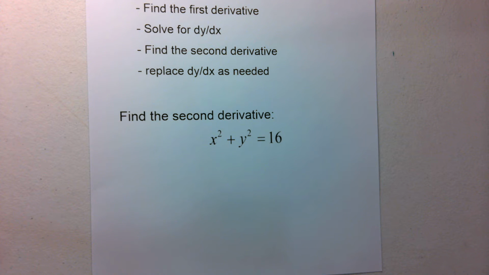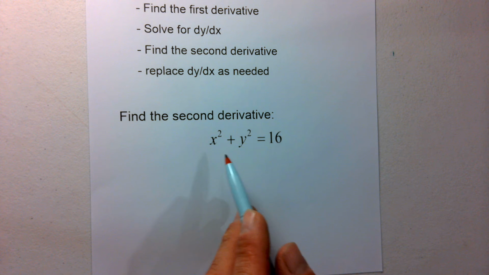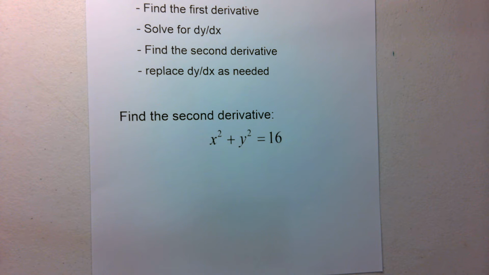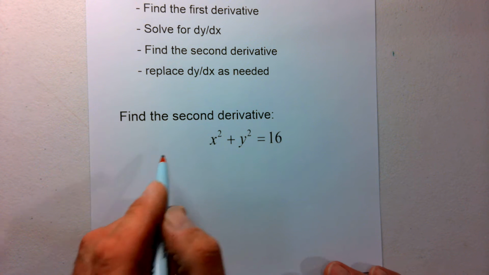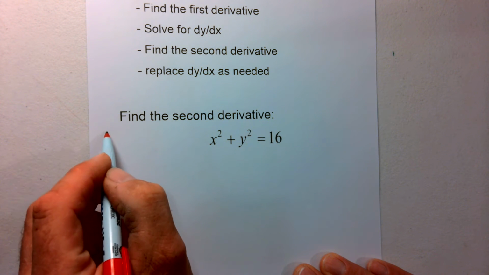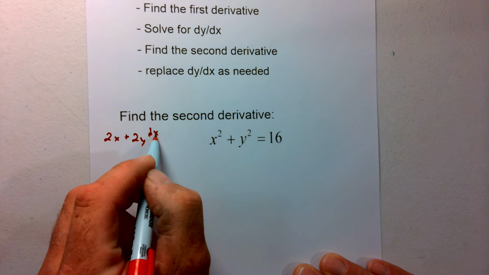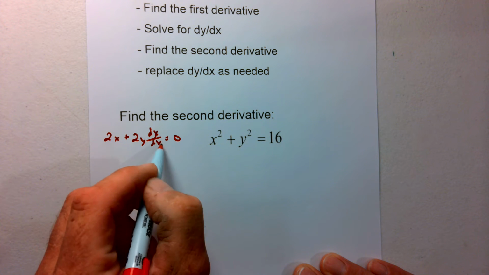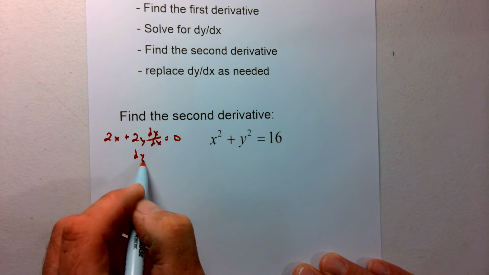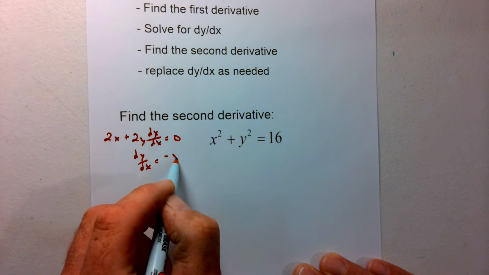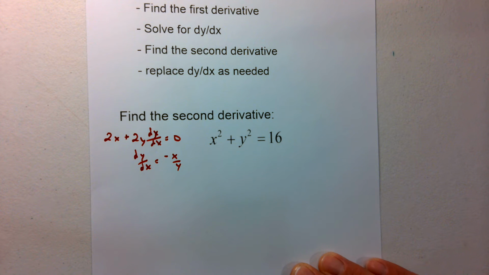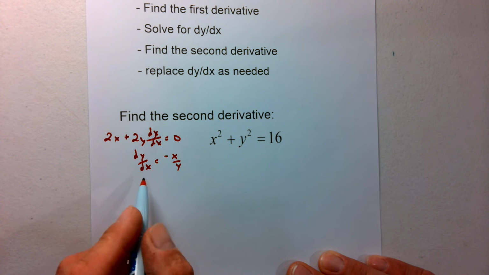So the first example here is asking us to find the second derivative of x squared plus y squared equals 16. That daggone blasted circle again, huh? So we're going to go ahead and find the derivative of our circle. If you don't remember, we get 2x plus 2y dy dx is going to equal 0. So dy dx will equal negative x over y. I don't know how many times we've done that, but there's one more time, isn't it? Hopefully you got it now.